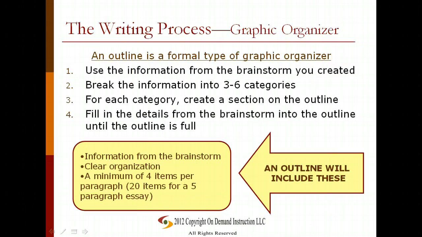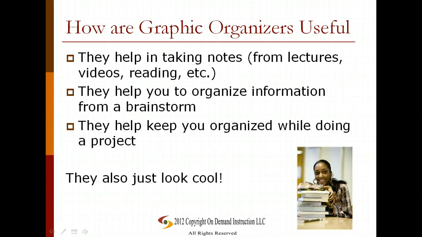Now in the second step, this is where we see the graphic organizer come in. Here we're taking the information from the outline and we're organizing it into a logical manner. This is where we use the graphic organizer. What you do is to take your information from the brainstorm, break it up into categories, and then fill in your graphic organizer. For a typical graphic organizer, it should include your information from the brainstorm, very clear organization, and a minimum of 4 items per paragraph. So for a standard 5-paragraph essay, you're going to have at least 20 items in the graphic organizer.